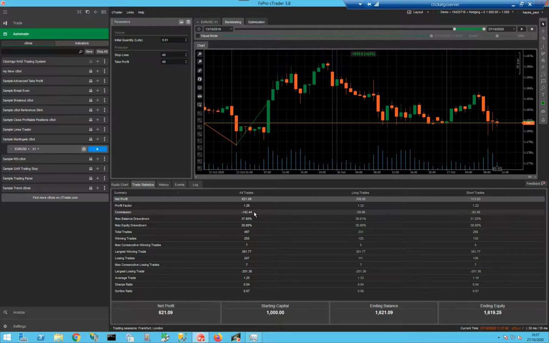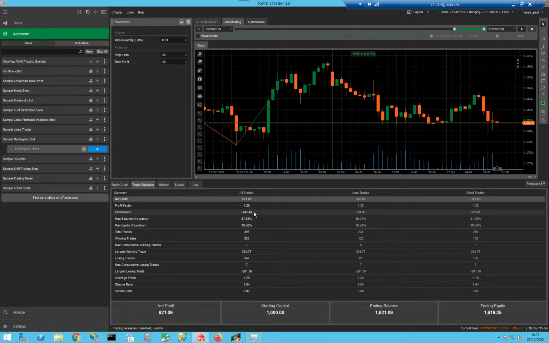The max balance drawdown, which was high. So in this case, your balance was at risk 37% at some point during that back test. Again, this is very, very high. I would look at a back test at 5% or much, much lower. The same with max equity drawdown.